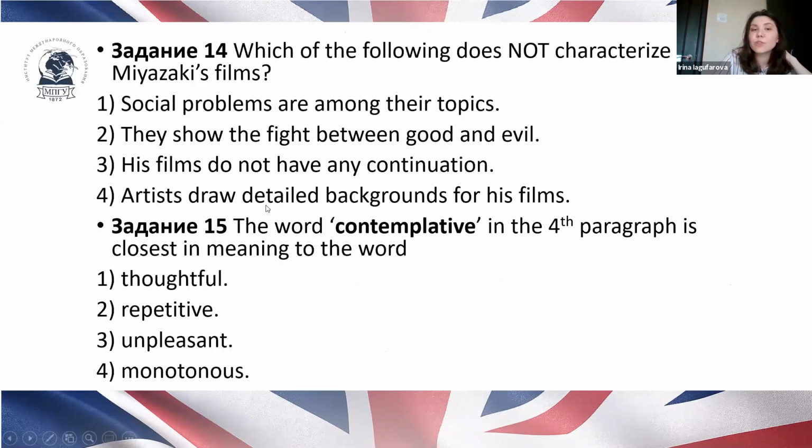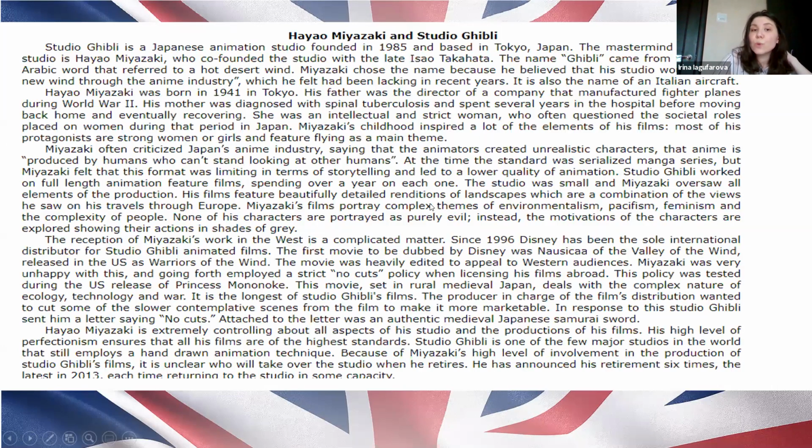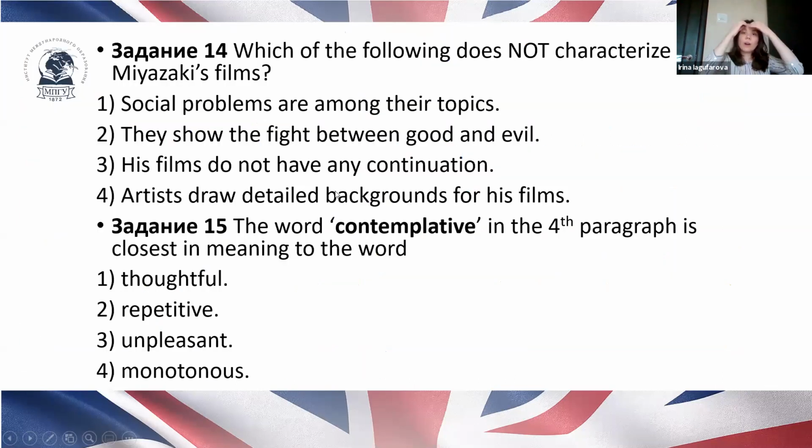And what about the last one? Artists draw detailed backgrounds for his films. So do we have any information about it? So, we again look at this paragraph and we see that his films feature beautifully detailed renditions of landscapes, which are a combination of the views he saw and so on. Yeah, so we see that actually we have these detailed landscapes, so detailed backgrounds. So this variant characterizes his films. So only the 2nd one doesn't characterize his films. So the 2nd one is the wrong one.